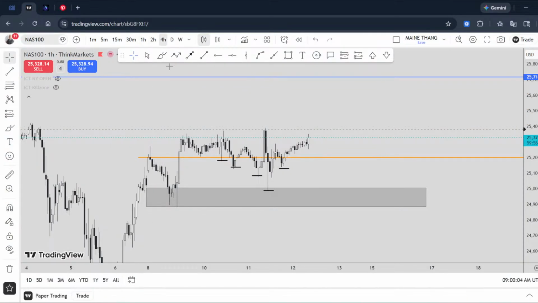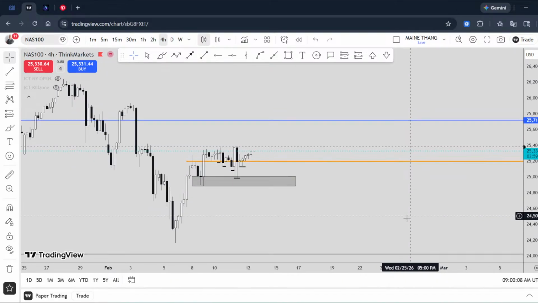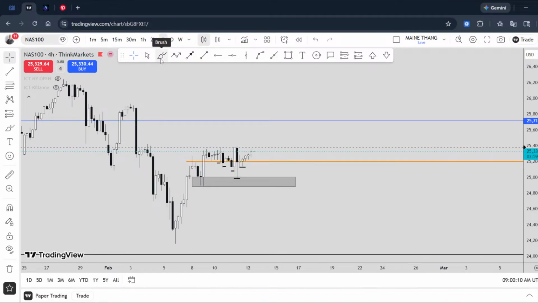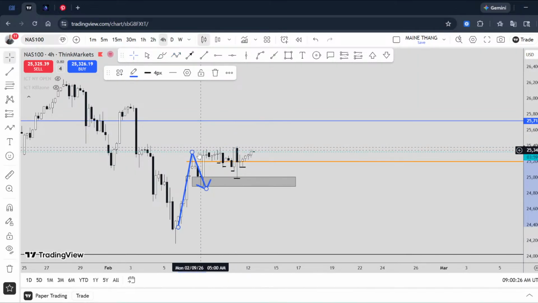So we'll start on the 4 hour. As you can see, we've been making new higher highs and higher lows. Higher high because we broke this last lower high, higher low, and then we're kind of at this equal high right now. So we're trying to catch a break here on the 4 hour time frame.